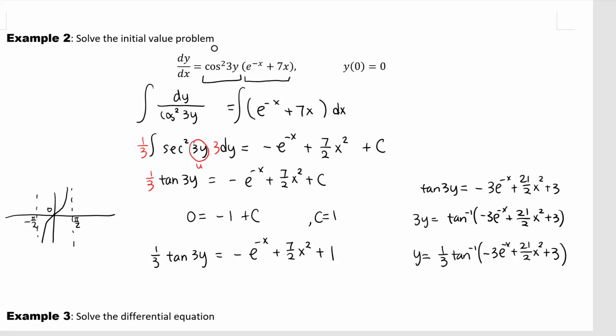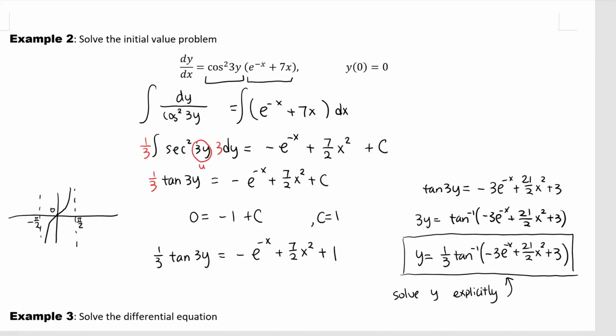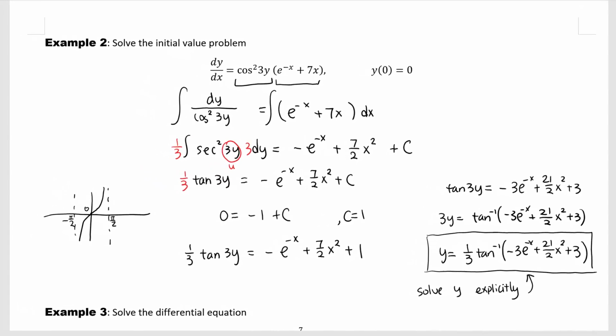Questions? Can we cancel this 3 and those 3's? No, we can't. So this is our answer. When the problem asks you to solve for y explicitly, you want to express y as a function of x. But sometimes the problem says you do not need to solve for y explicitly, and then it's okay to just leave your answer like that. Okay, let's continue.